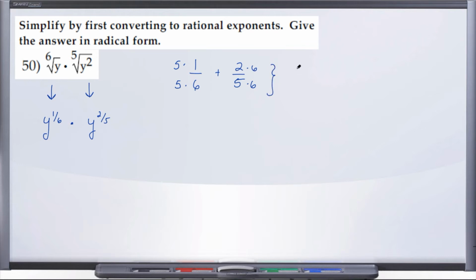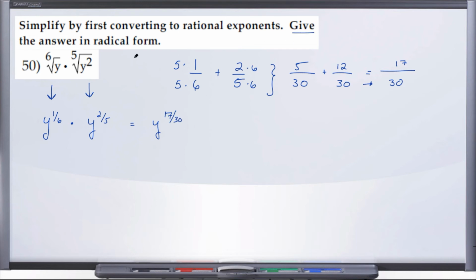And so really what we have here is 5 times 1 gives us 5 over 5 times 6 gives us 30, plus 2 times 6 gives us 12 over 5 times 6 gives us 30. And so now that we have a common denominator, that denominator can just move over. And that now allows us to perform the indicated operation with our numerator. So 5 plus 12 is 17. And so when we multiply y to the 1/6 times y to the 2/5, we get y to the 17 over 30.